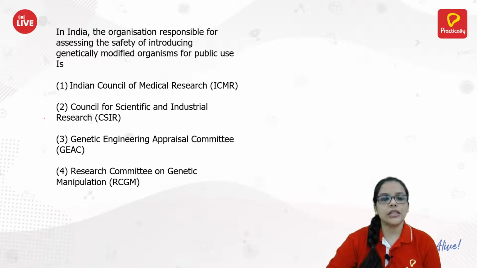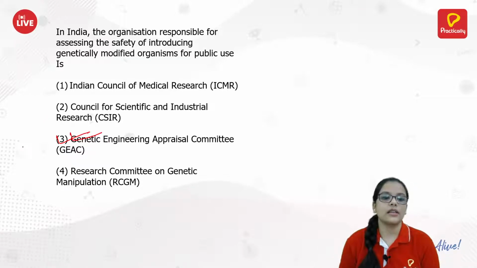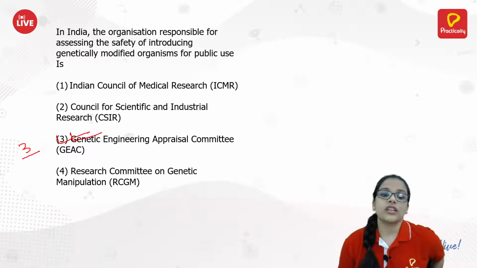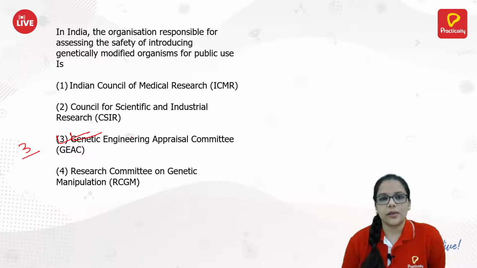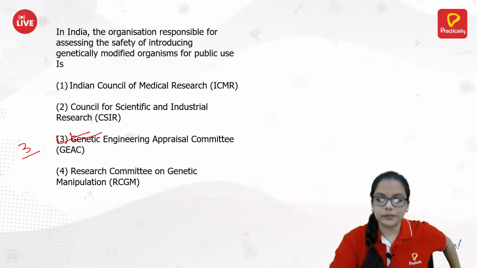Next, in India, the organization responsible for assessing the safety of introducing genetically modified organisms for public use is GEAC, known as GEAC. Okay, ICMR is for medical, CSIR is for research, okay, and kind of research. RCGM, okay, is for genetic manipulation organisms, etc. Okay, genetic engineering appraisal, the ethics department, etc., is done by the GEAC.